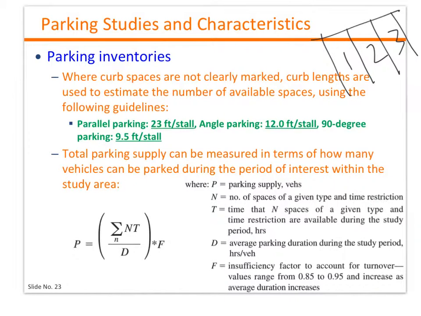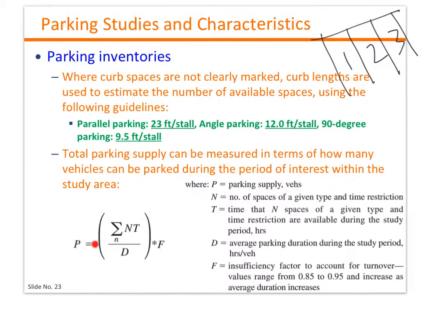Therefore, some rules of thumb: you can divide the parking area by using these numbers. If it's parallel parking, you would use 23 feet per stall, and the width is always the same, constant. If it's angle parking, you would assume 12 feet per stall, and if it's a 90-degree angle, definitely less, 9.5 feet per stall. So the total parking supply can be measured in terms of how many vehicles can be parked during the period of interest within the study area.